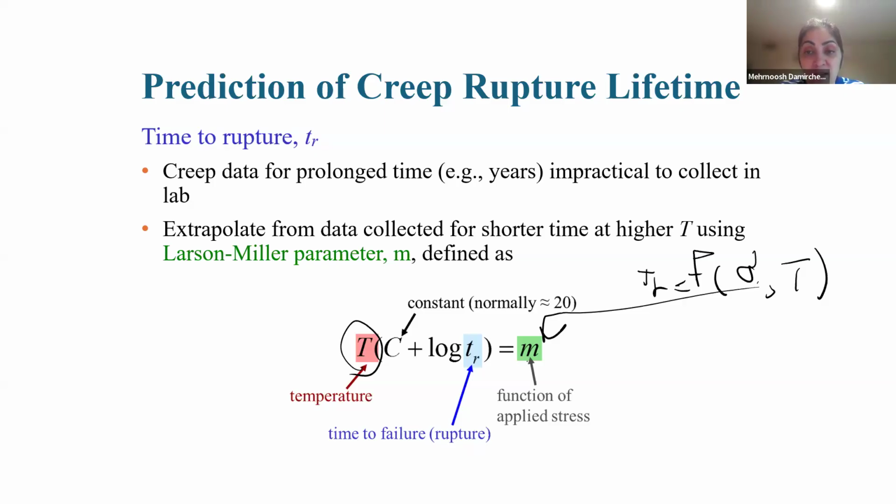So as I told you, it is not practical to run creep tests for many years in the lab. So we have to use a mathematical model to predict the rupture time. The most common method is the Larson-Miller parameter, which relates temperature, time to rupture, and applied stress to each other. It allows us to estimate how long a material can withstand certain stress, or sigma, and temperature conditions before it fails.